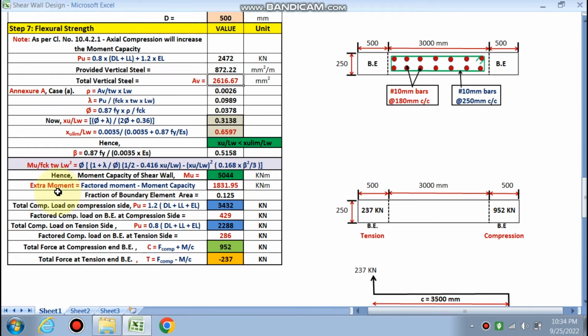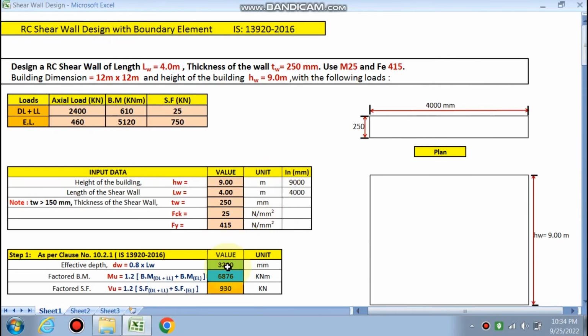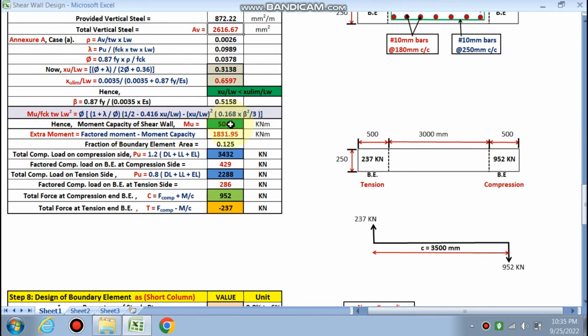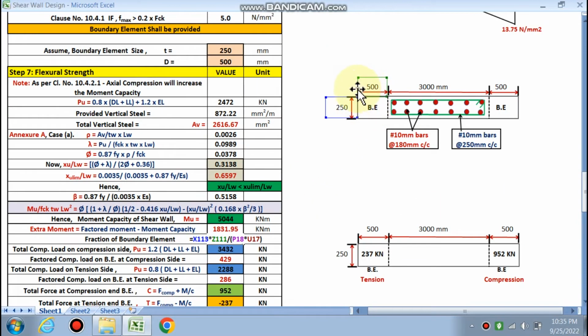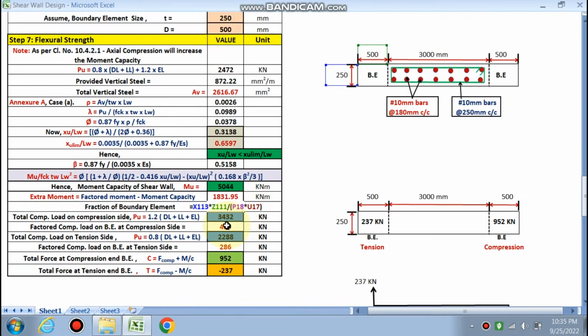So we have to find how much the extra moment is getting on this wall. So extra moment is factored moment. We have already calculated factored moment is 6876 by this formula, by the earthquake, and this much is the moment capacity. This is 5044. So factored moment minus moment capacity is this much is the moment for which we have to design the boundary elements, right? So fraction of boundary element area, this is 0.125. Fraction is this area divided by the whole area. So this much is the fraction, 0.125.